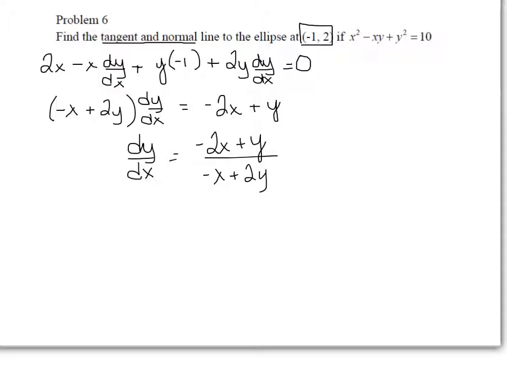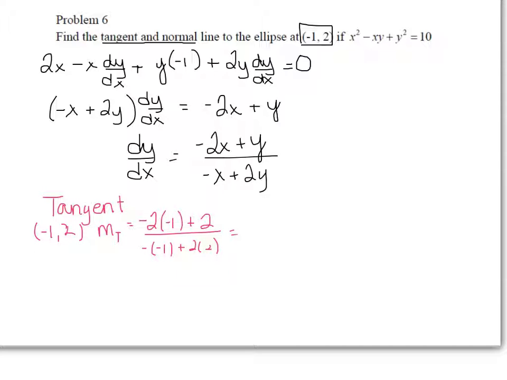So we want to find first the equation of the tangent line. And remember, for any kind of line, we need a point, which they gave us, and we need a slope. So the slope of the tangent, we use the derivative. Well, we have to plug in x and y. So we're going to have negative 2 times negative 1 plus 2, over negative 1, plus 2 times 2. So we get 2 plus 2, which is 4, over 1 plus 4, which is 5. So our slope is 4/5.